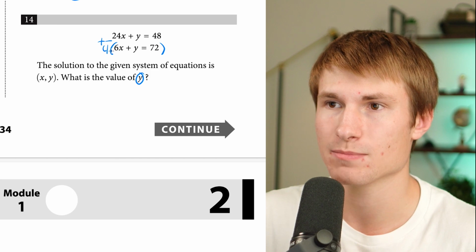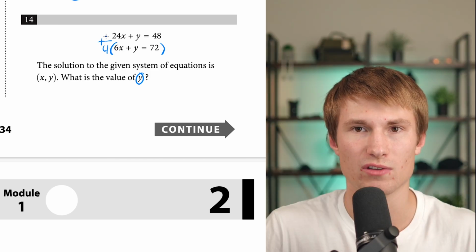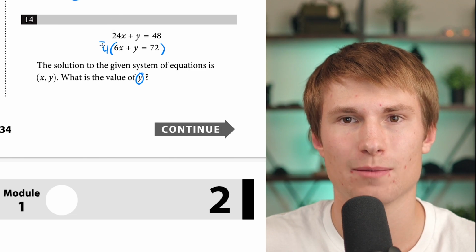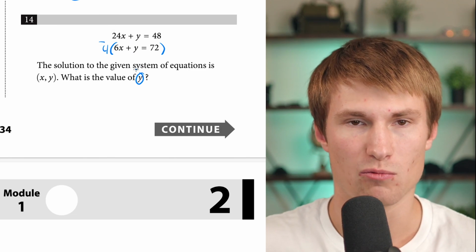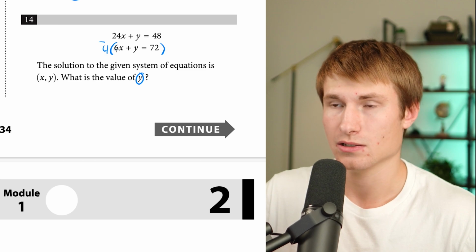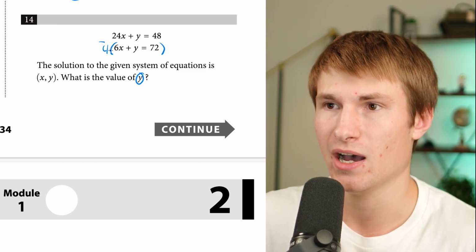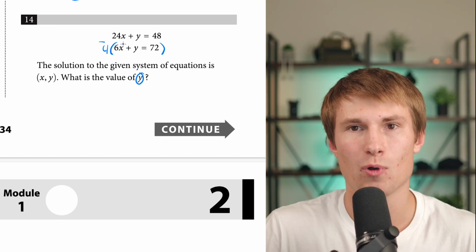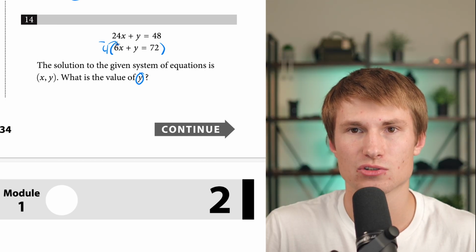Well, if we multiply this bottom equation by 4, we're going to end up with 24x. And then we can go ahead and subtract this bottom equation from the top equation. And then we'll be left with a y value and then a constant. So let's go ahead and do that. So we're going to have 24x minus 4 times 6x, so minus 24x. Our x's are then gone. Then we have y minus 4y because we have to distribute this 4.